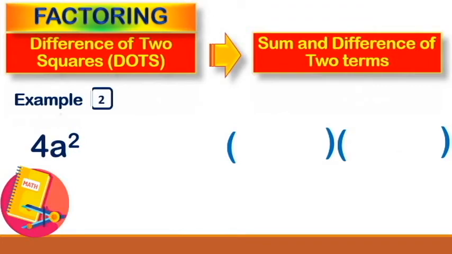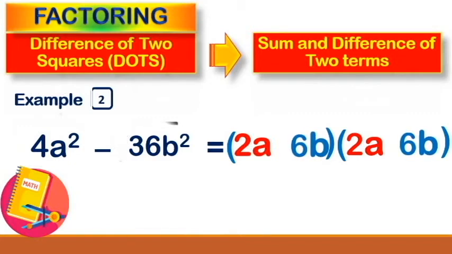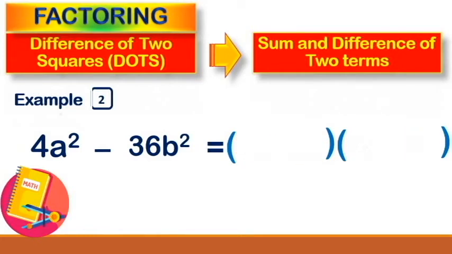Example number 2. We're going to get the factors of 4a squared minus 36b squared. So what are we going to do? First, we're going to get the square root of 4a squared and 36b squared. So the square root of 4a squared is 2a, since 2a times 2a is 4a squared, and the square root of 36b squared is 6b, since 6b times 6b is 36b squared. So writing the answer as a sum and difference of two terms, we have the quantity 2a plus 6b times the quantity 2a minus 6b, which is the final answer.